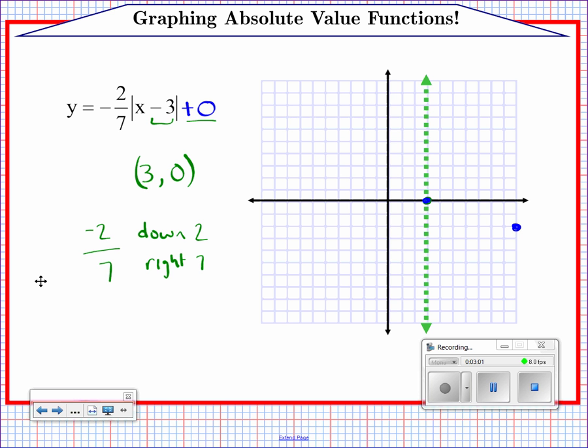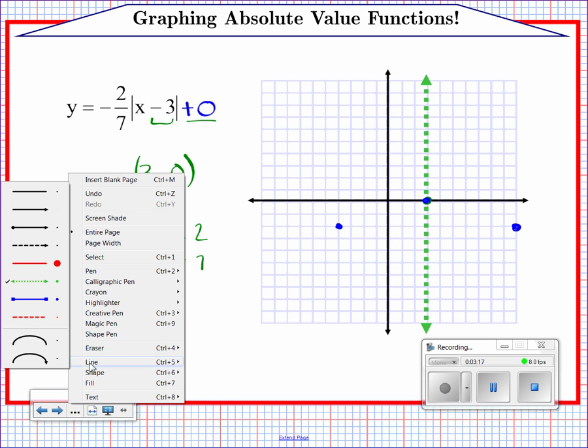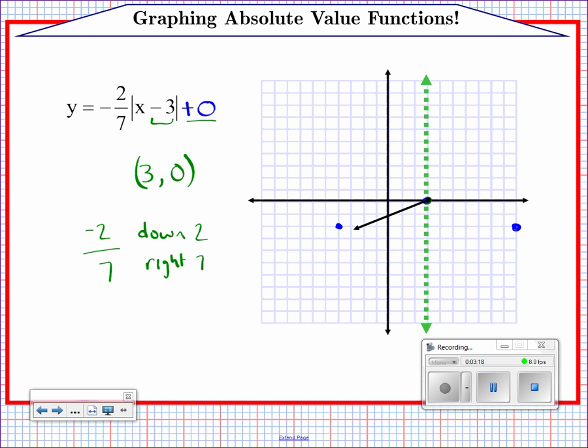I'm going to plot a mirror point on the other side, down 2, back 1, 2, 3, 4, 5, 6, 7. I don't have enough space to place another one, so I'm just going to connect those with a line. You do the same sort of thing with a ruler, and your graph ends up looking like that. All right, hope that helps.